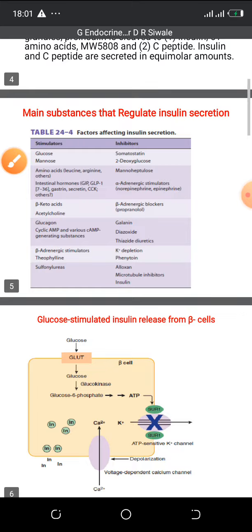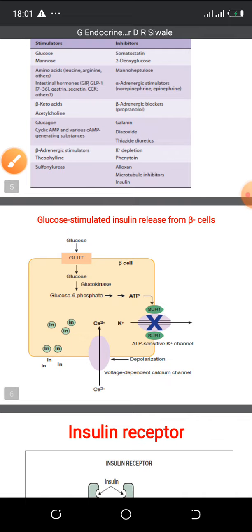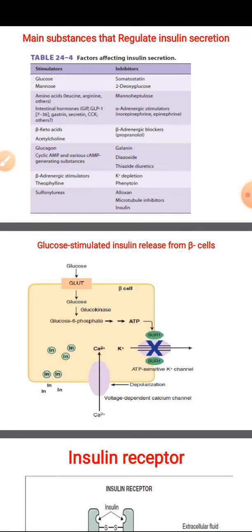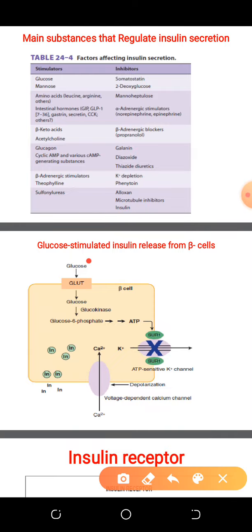So by what mechanism is insulin secreted? We'll just run through this. The first is glucose. It enters the cells through the glucose transporters. And inside the cell, there's this enzyme, which we call glucokinase, converting glucose to glucose 6-phosphate.